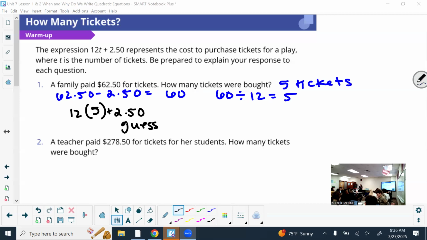I saw a hand up. Okay. What you're describing is called guess and check, which is a method we'll be talking about today when it comes to solving quadratics. This problem is not a quadratic though. So when it has an expression that looks like this, how would we classify that function? What type of function is it if it looks like that?